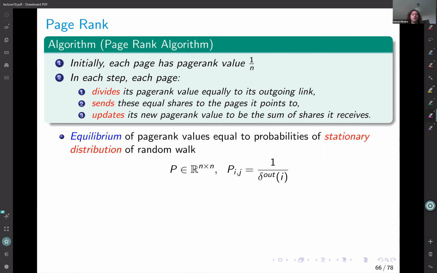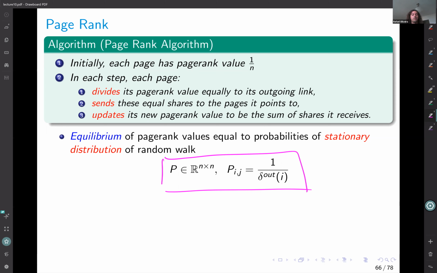So we know that PageRank is a Markov chain. Then the equilibrium of the PageRank values will be equal to the probabilities of the stationary distribution of this random walk. And here's the transition matrix that we were talking about, right? So the transition matrix is exactly characterized by this.